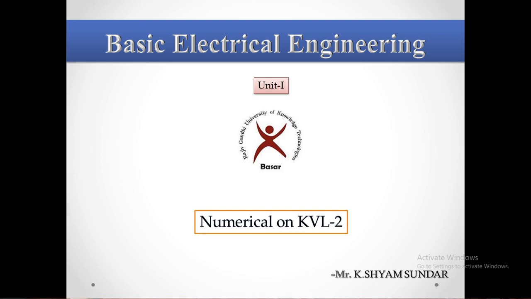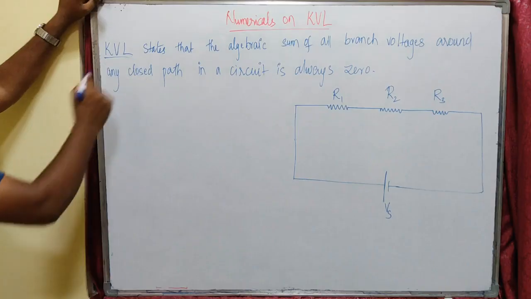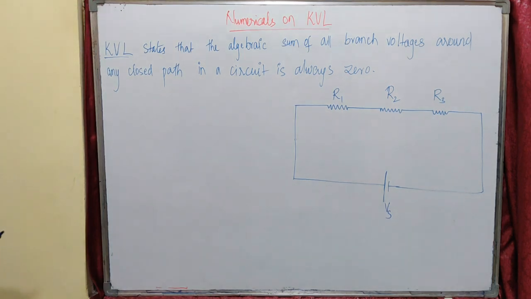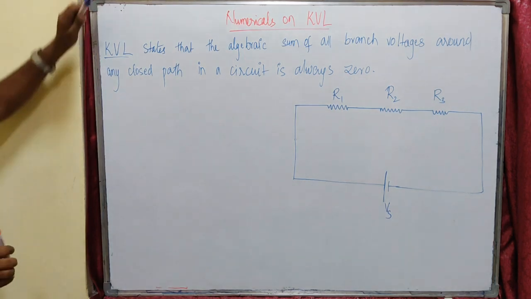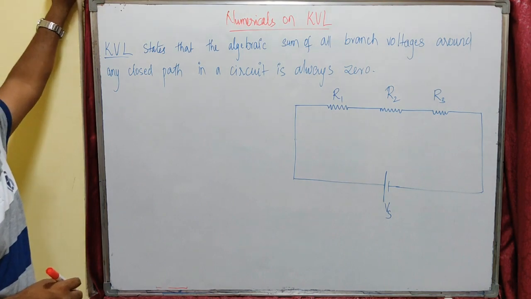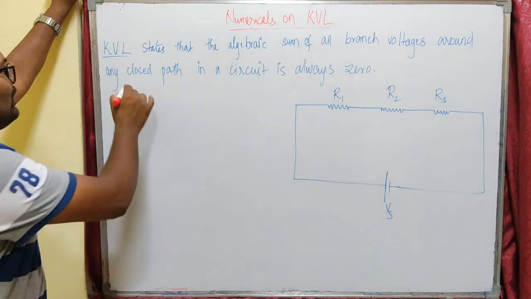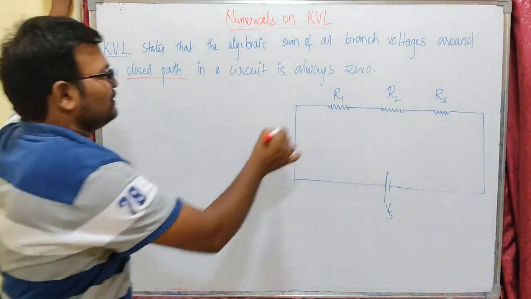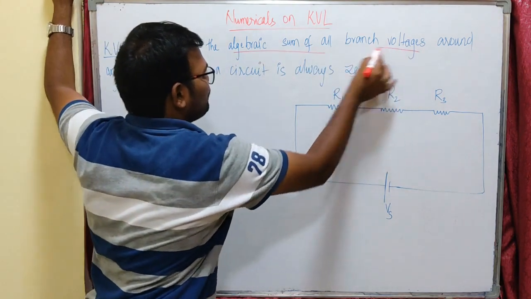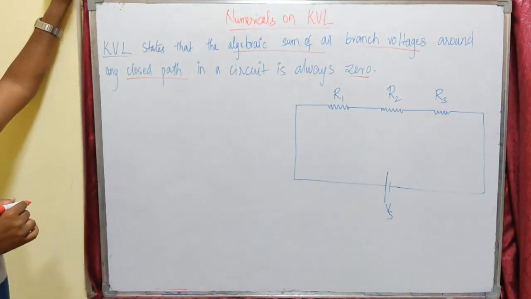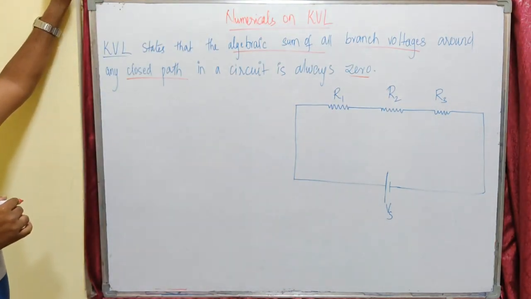Hello students, now let us do numericals on KVL, which is Kirchhoff's voltage law. So what is the statement here? KVL states that the algebraic sum of all branch voltages around any closed path in a circuit is always 0. That is the KVL statement, you already know that.